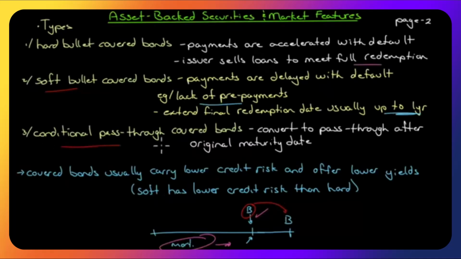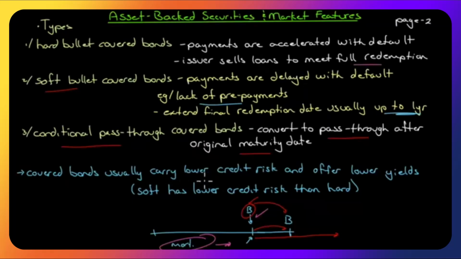And then you have the conditional pass-through covered bonds, that if on the redemption date you don't have the funds to meet the redemption, they simply convert to pass-through securities. They convert to a pass-through after original maturity date. So it's not as if you're extending it for 1 year. They just convert to a pass-through, which might last another 2 or 3 years.